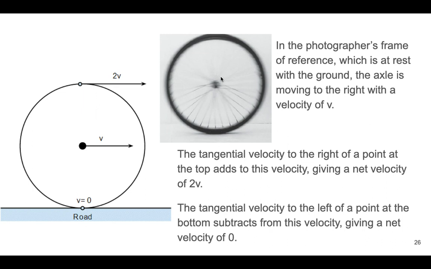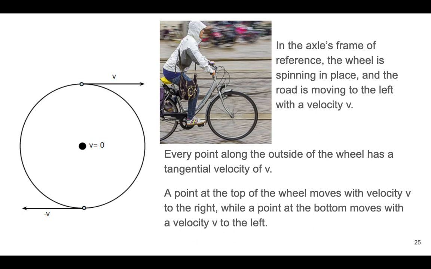So why is this? In this photo, the photographer was in the same frame of reference as the bike rider. So the photographer was rolling along at exactly the same speed as the bike. Probably not. There's a different way to take this photo, but let's go with that. So yeah, photographer in the same frame of reference as the axle.